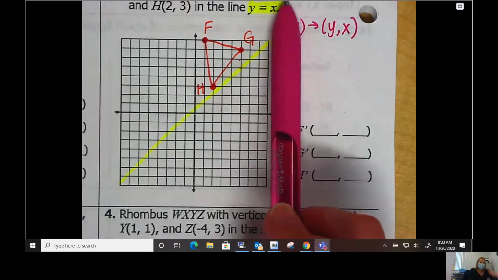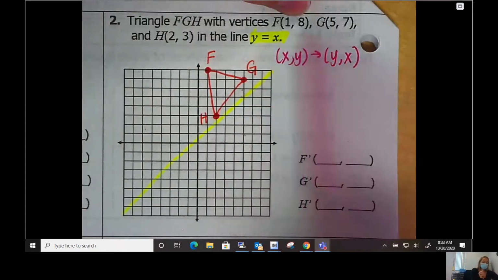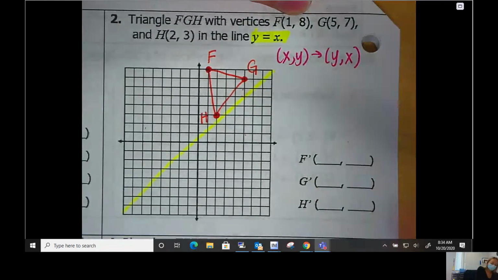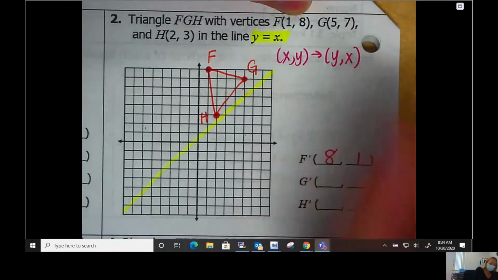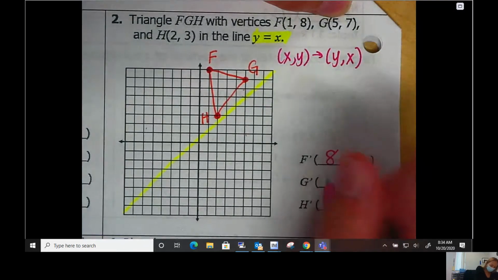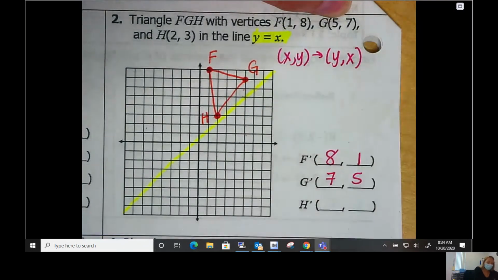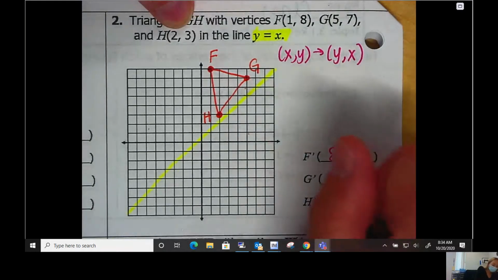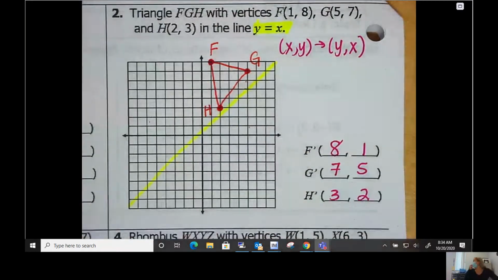So if my first point F was 1, 8, what is F prime going to be? 8, 1. If point G is 5, 7, what's G prime? And if point H is 2, 3, what's H prime? 3, 2. That is way easier than trying to fold your paper in half and graph it, right? As soon as you know the rule, you're golden. Now all you have to do is plot those points.